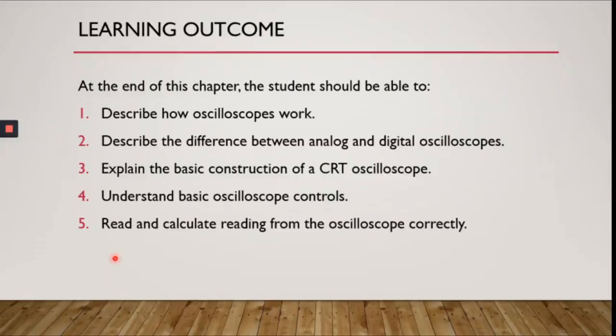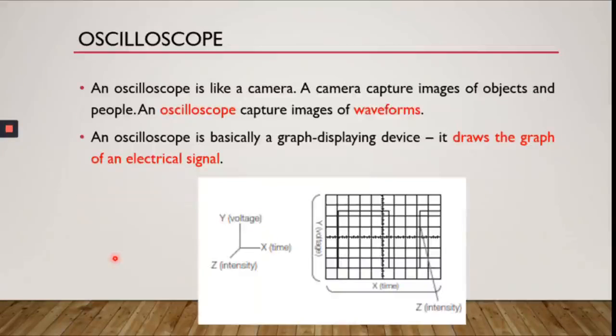At the end of this chapter, you should be able to, number 1, describe how oscilloscopes work. Number 2, describe the difference between analog and digital oscilloscopes. Number 3, explain the basic construction of a CRT oscilloscope. CRT stands for cathode ray tube. And then number 4, understand basic oscilloscope controls. And finally, read and calculate the values from oscilloscope correctly. So let's dive into the content.